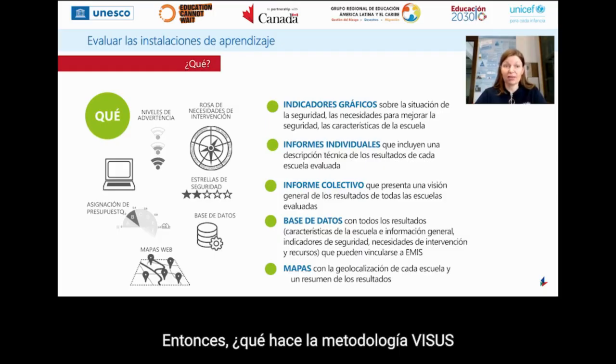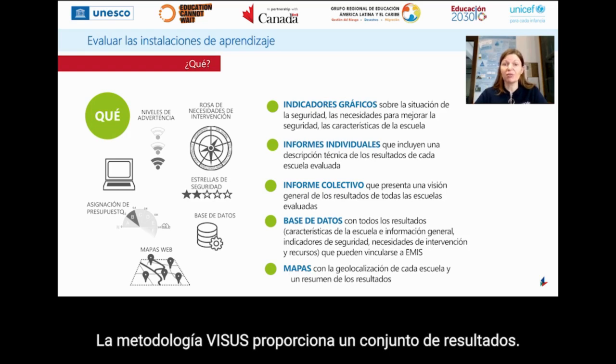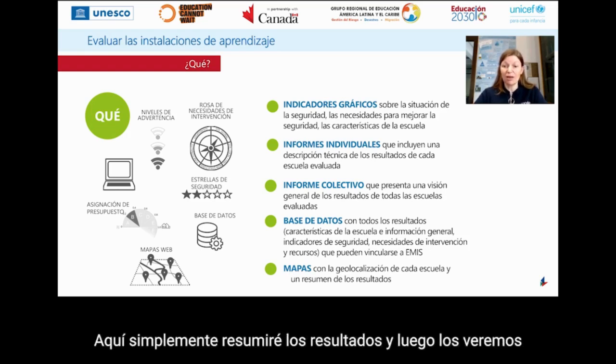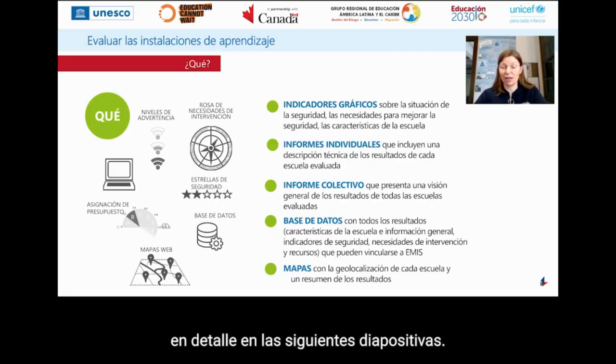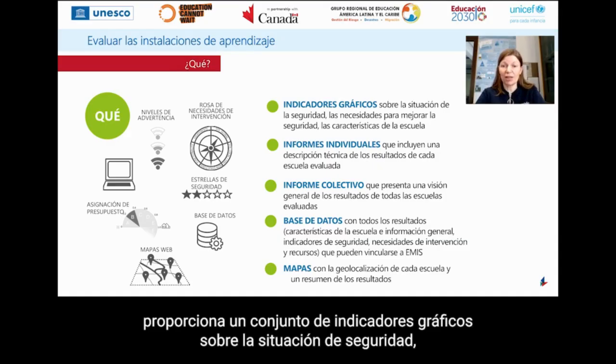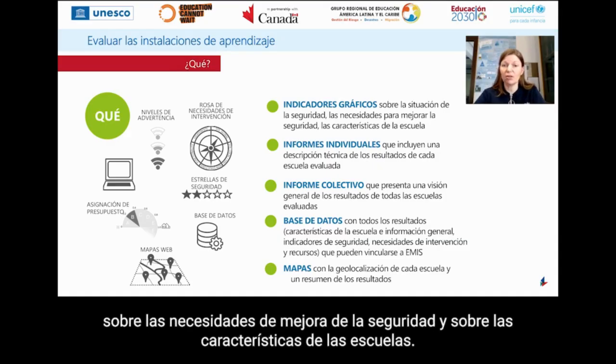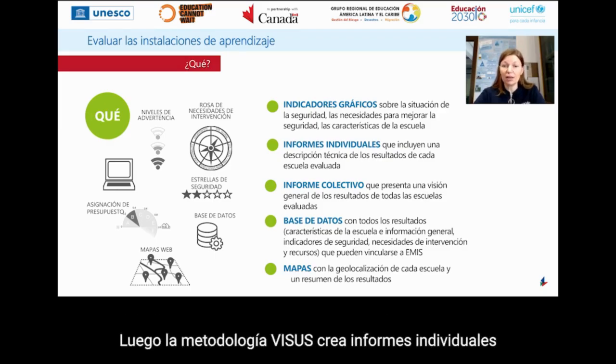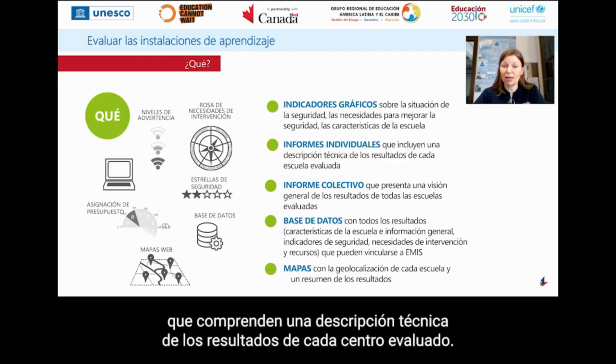So, what does the VISUS methodology do in order to assess the learning facilities? The VISUS methodology provides a set of outcomes. Here I just summarize the outcomes, and then we will see them in detail in the next slides. So, first of all, VISUS provides a set of graphical indicators on safety situation, on safety upgrading needs, and on school characteristics. Then, the VISUS methodology creates individual reports comprising a technical description of outcomes for each school assessed.